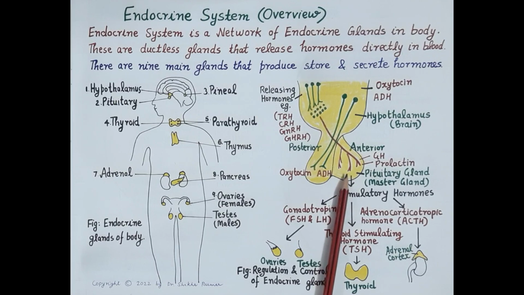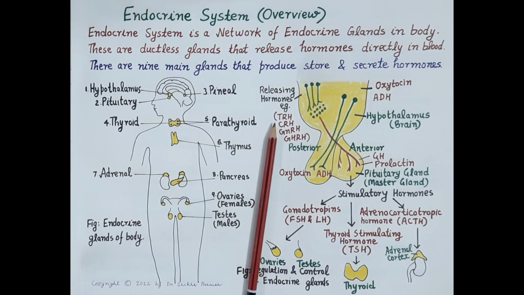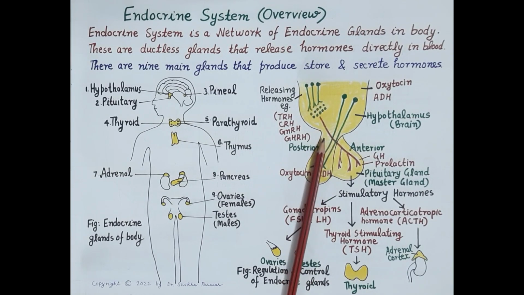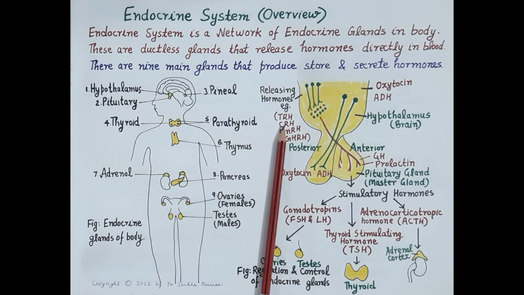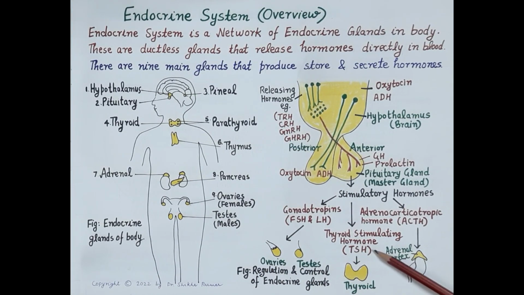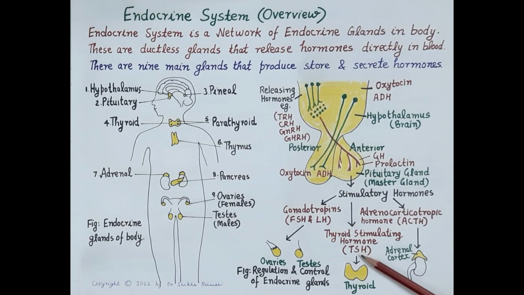Now, let's see how this process works. TRH, that is thyrotropin releasing hormone produced by the hypothalamus, is released in these blood capillaries which are shown here in red color. Thyrotropin releasing hormone stimulates the anterior pituitary to release thyroid stimulating hormone, that is TSH. TSH further stimulates the thyroid gland to release hormones, namely thyroxine T4, triiodothyronine T3 and calcitonin in the blood. So, the hypothalamus regulates the anterior pituitary and the anterior pituitary in turn regulates the thyroid gland.